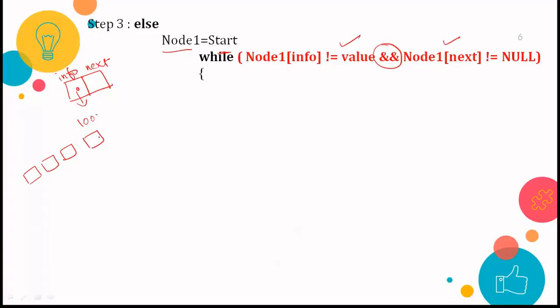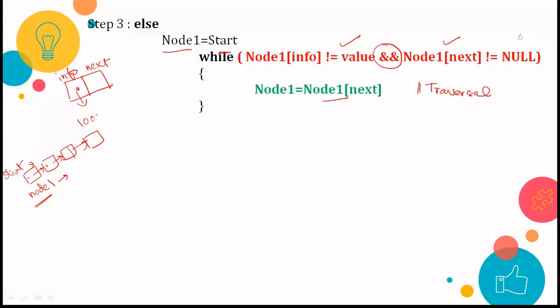Let's say we have a set of 4 nodes available, and they are connected to each other. This pointer is going to store the address of the start, or you can say the first node, and it is going to move in the forward direction. Every time node 1 is updated, it is going to move to the next node, and it checks these two conditions: that the information part of a node does not contain the value that we want to search, and that the next part does not contain null. Then we update node 1, and node 1 will move to node 1 next. So this is just traversing. This is the traversal of the nodes in the linked list.